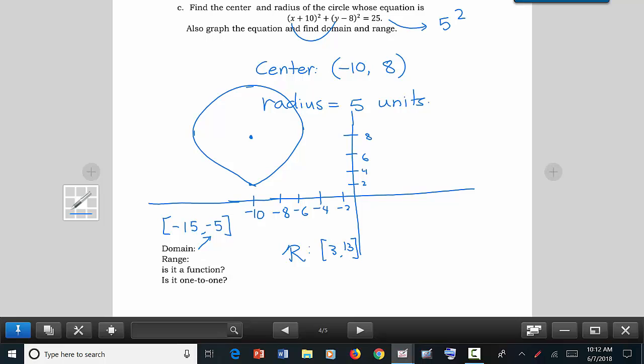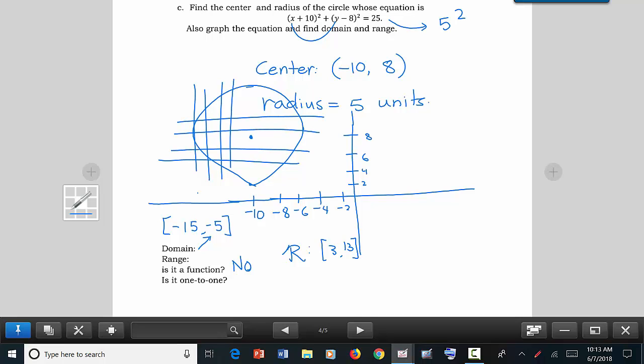Is this a function? No, because if you draw a bunch of vertical lines, some of the vertical lines will meet the circle at more than one point. That's why it is not a function. Is it a one-to-one function? Again, if you draw a bunch of horizontal lines, a few horizontal lines will meet the graph at more than one point. That's why this is not one-to-one.